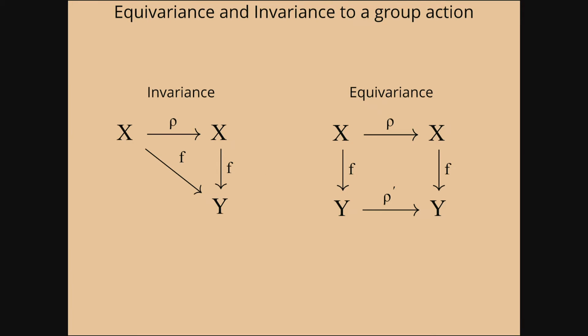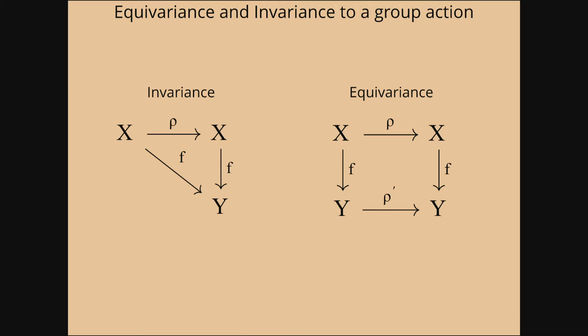Okay. Now, I want to formalize exactly what I mean when I want my network to understand that my cat is a cat, whether it's upside down or not. So, this is the first concept, which is called invariance. Take a triangle, the triangle from before, okay? Take the triangle and imagine that the map rho is just a rotation.